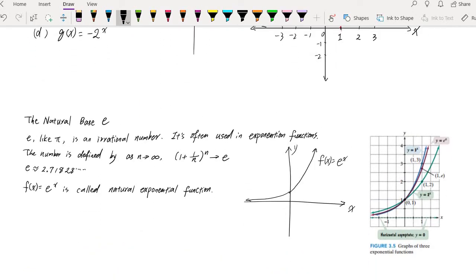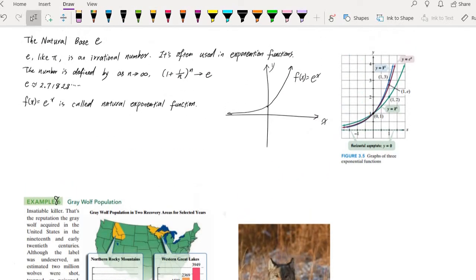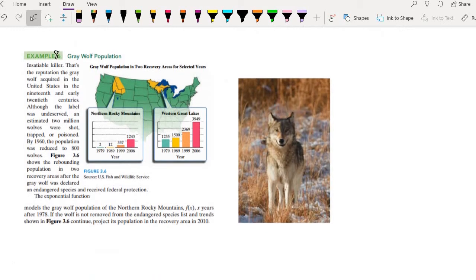Okay, the next is natural base e. You don't have to think too deep about this. Just remember, f of x equals e to the x power is called a natural exponential function. e is around 2.7, and the horizontal asymptote is y equals 0.